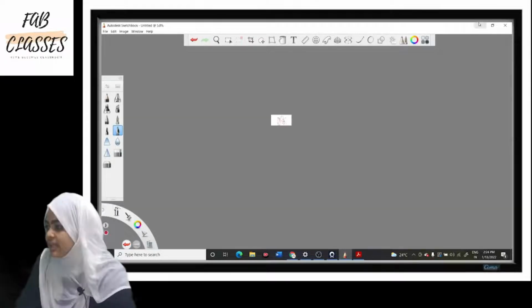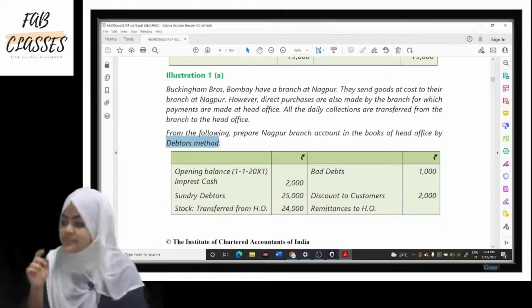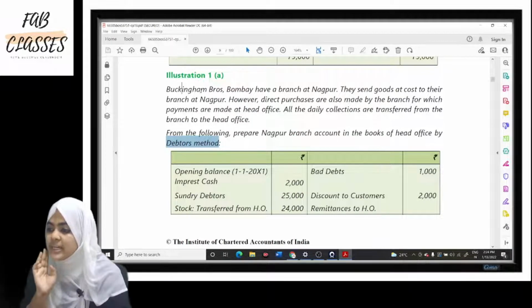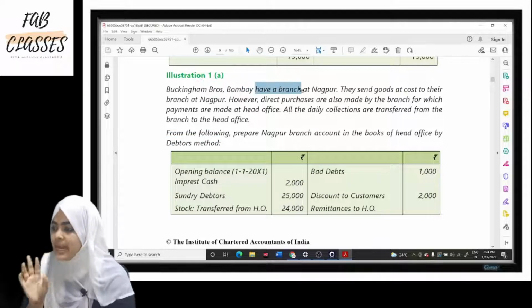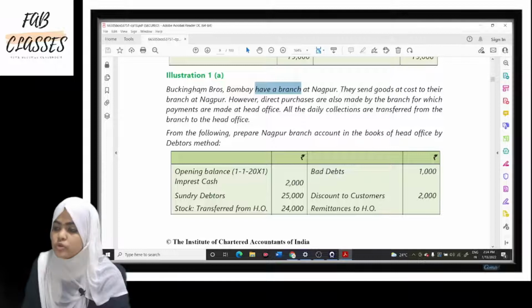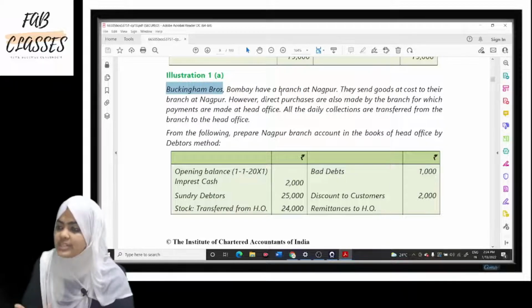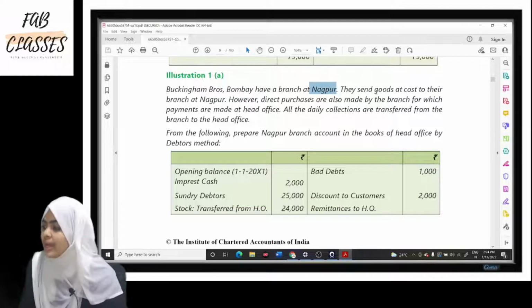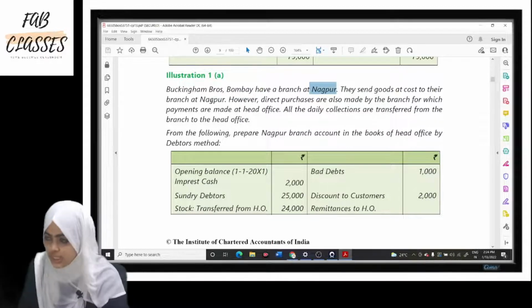Okay, fine. Now we are going to solve illustration number 1. Let's read it. Buckingham Bros, Bombay have a branch at Nagpur. They send goods at cost to their branch at Nagpur. So Buckingham Bros is the head office. Their head office is at Mumbai and they have a branch at Nagpur, and they are sending goods at cost to their branch at Nagpur.